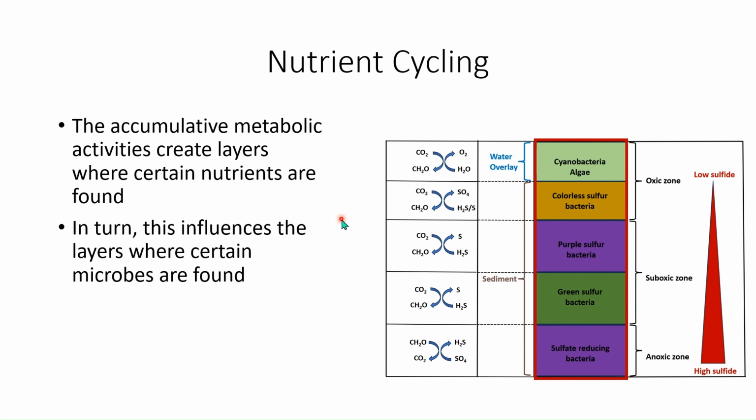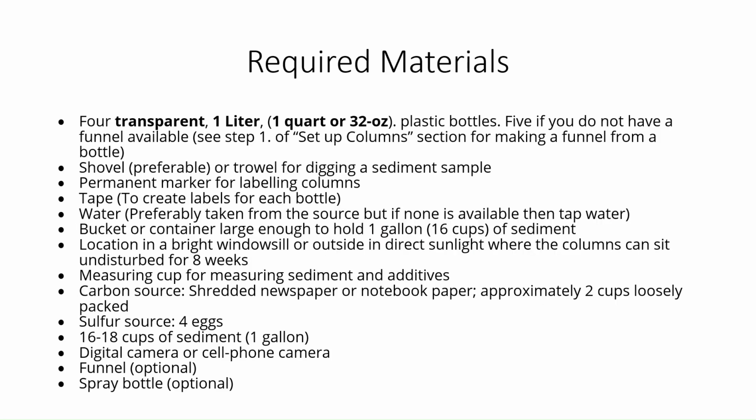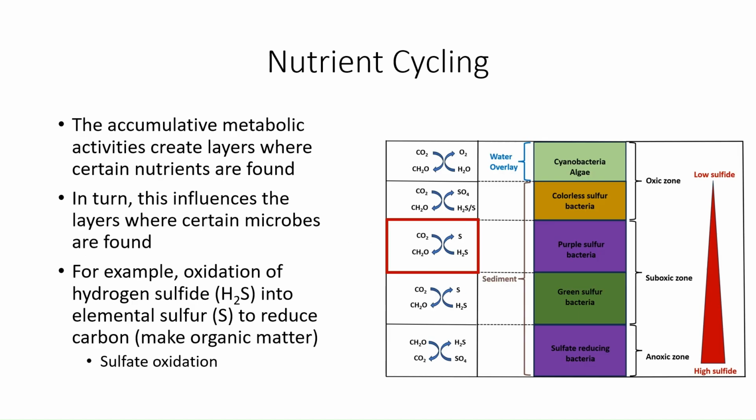And so in turn, this influences the microbes that are found in these different layers. Different microbes have different metabolic strategies, and we're going to find them stratified throughout our Winogradsky column. For example, here with the purple sulfur bacteria, we can oxidize hydrogen sulfide into elemental sulfur, and that allows us to reduce carbon or turn it into organic matter. And that is called sulfate oxidation. It seems like a lot, but please use this as a guide to answer your pre-lab questions.